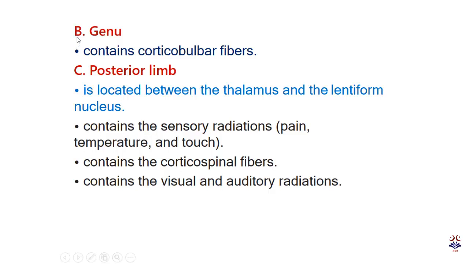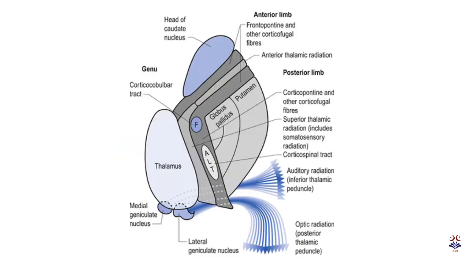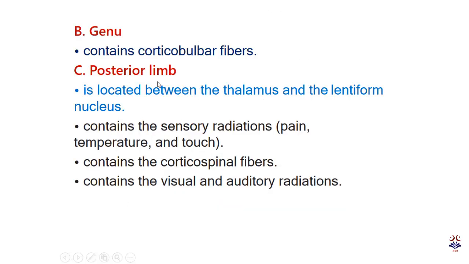Next we see the genu. It contains corticobulbar or corticonuclear fibers. Here is the genu, and these are corticobulbar fibers. They go through the internal capsule through its part, the genu. Next is the posterior limb.